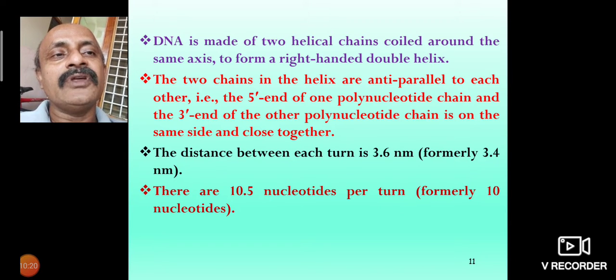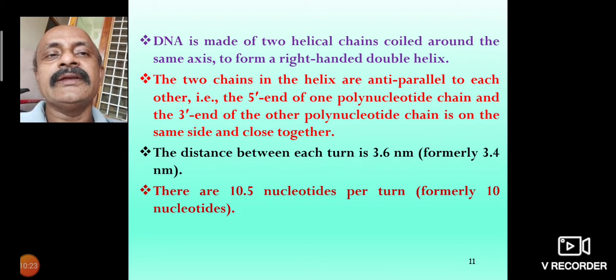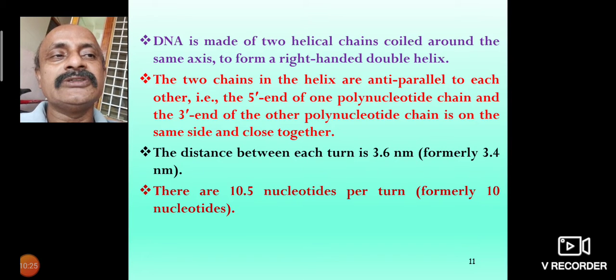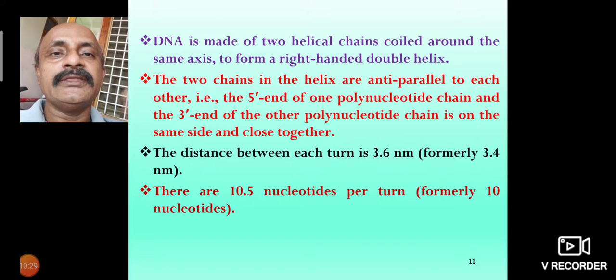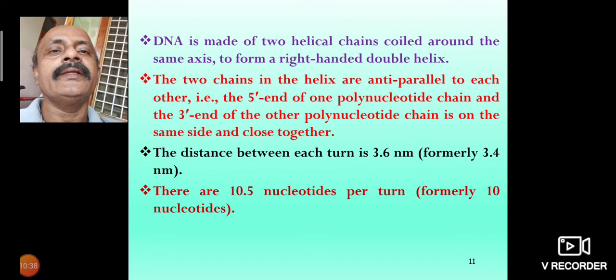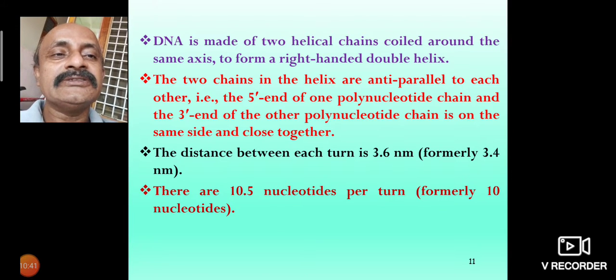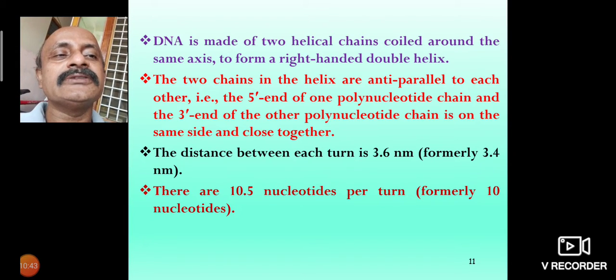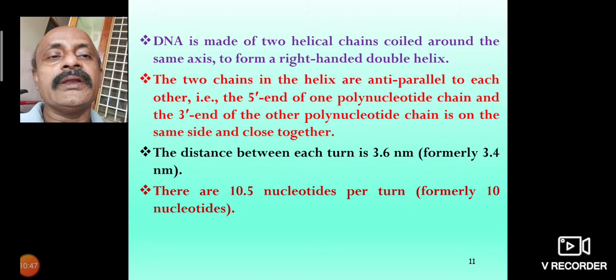For example, the 5' end of one polynucleotide chain and the 3' end of the other polynucleotide chain are on the same side and go together. The 5' end and 3' end coil around each other. The right thread is over the left thread, which is called a right-handed DNA molecule. The distance between each turn is 3.6 nanometers, formally 3.4 nanometers. There are 10.5 nucleotides per turn, formally 10 nucleotides.